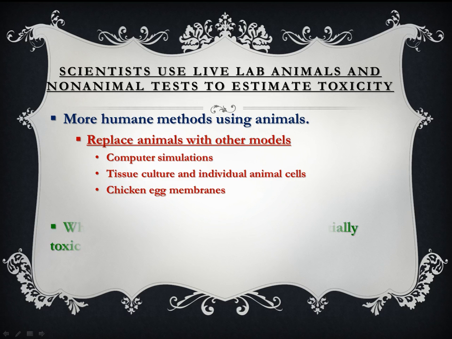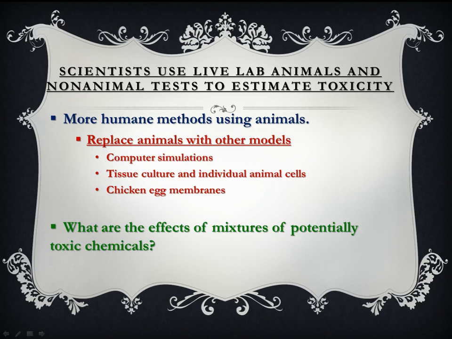chicken egg membranes, and then we have to also consider what are the effects of the mixtures of toxic chemicals. Would these substitutes be able to accurately tell us if different chemicals mix, what outcome could we possibly see as far as toxicity?